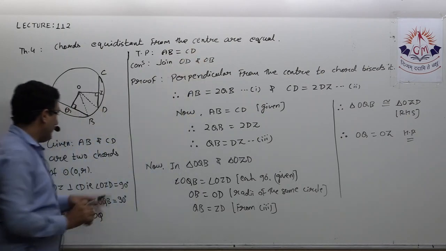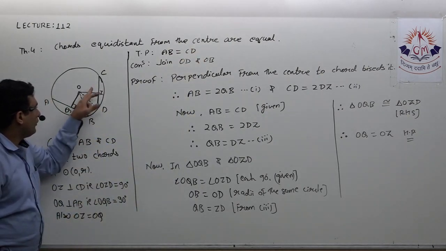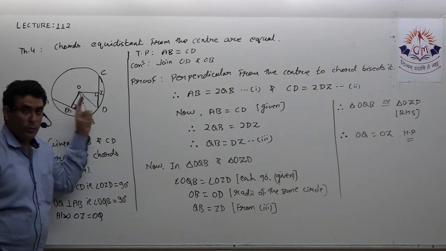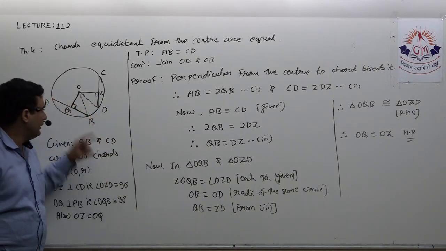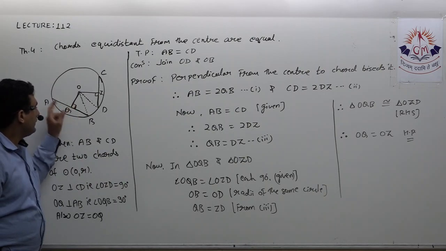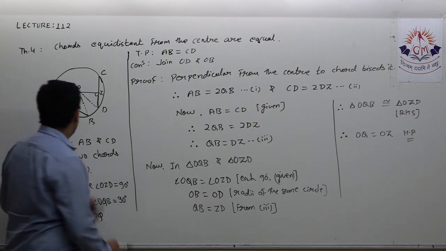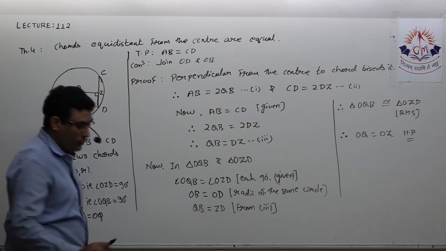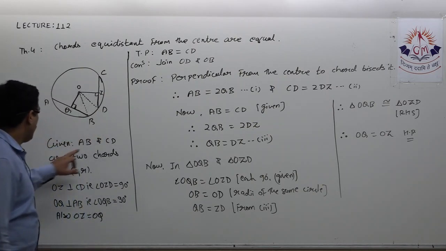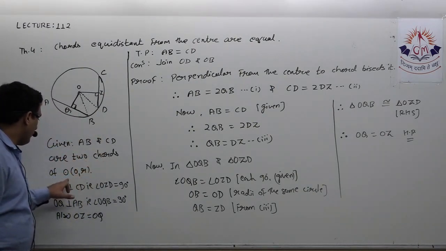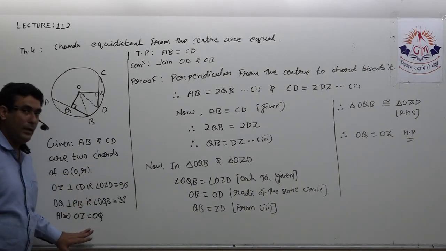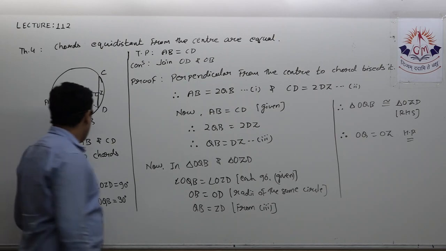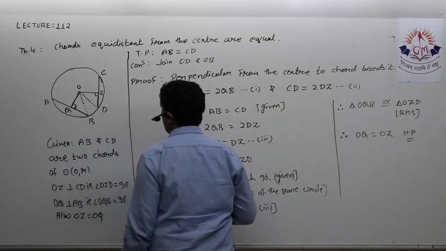Over there it was given AB equal to CD, we need to prove OQ equal to OZ. Here OQ equal to OZ is given. It is given the chords are at equal distance from the center, so we have to prove that the chords will be equal. Again the construction is the same, join OD and OB. So given AB and CD are two chords of a circle, OZ perpendicular to CD, OQ perpendicular to AB, and OZ equal to OQ.